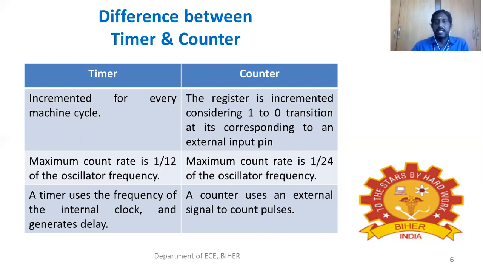A counter uses an external signal to count pulses. It receives external signals and counts the on period and off period of the external pulses. In this way, the counter is different from a timer.